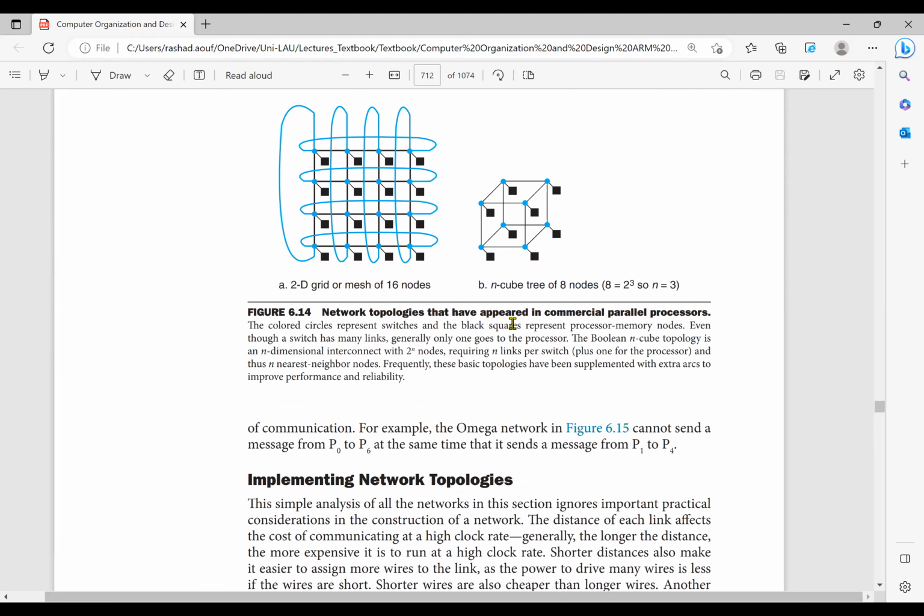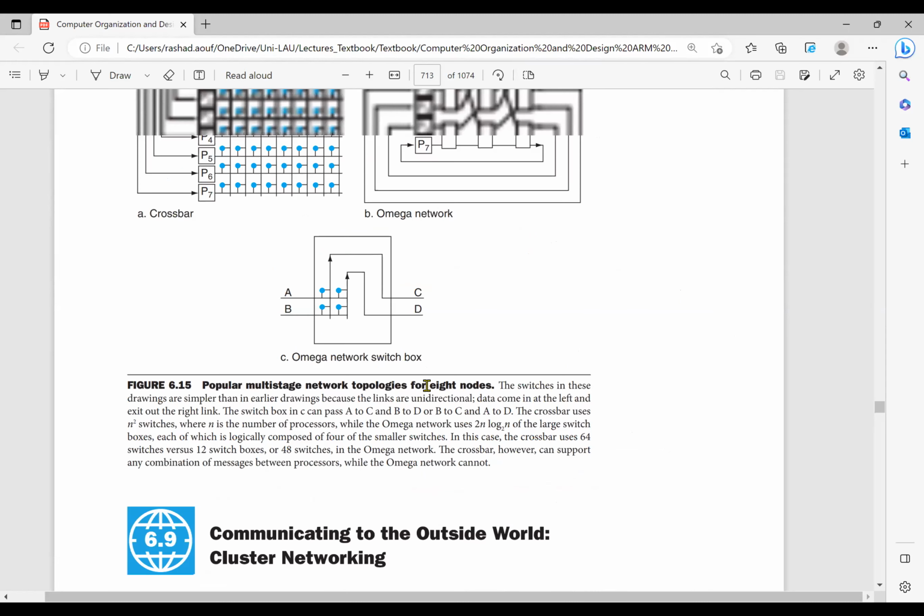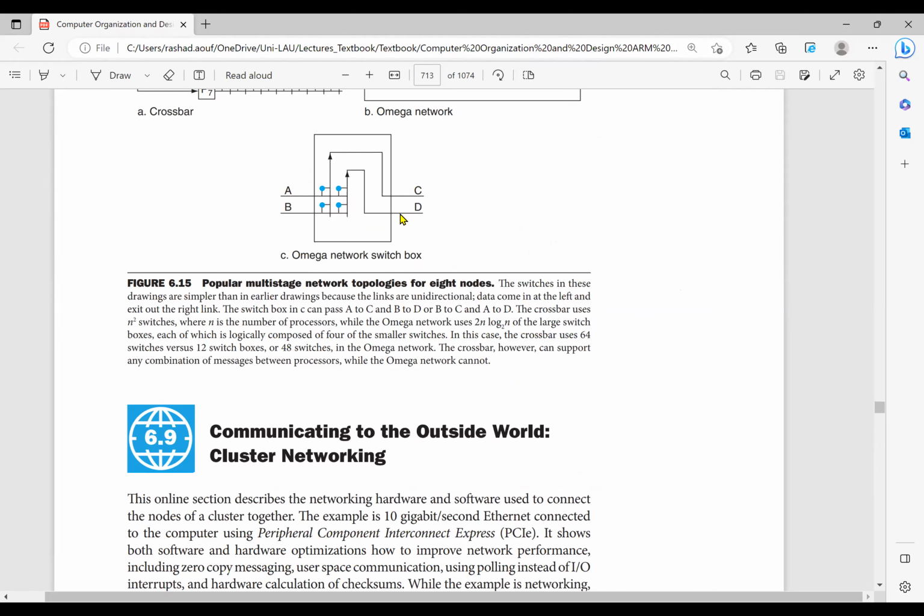More details on network topologies that have appeared in commercial parallel processors. Here we are talking about multi-stage network topologies of 8 nodes. We start from zero, so we call them 8 nodes. All of them are also in the textbook. As I said about this part of the lesson, you are responsible only for understanding them, in case we ask you true or false, advantages, disadvantages, or some examples of certain configurations.